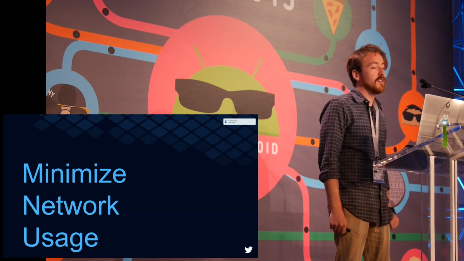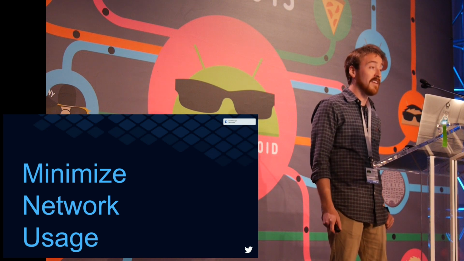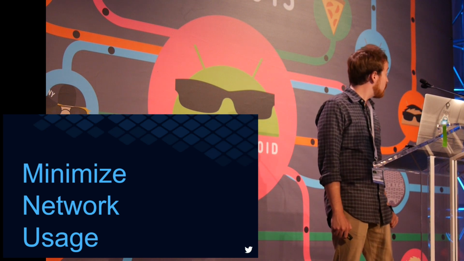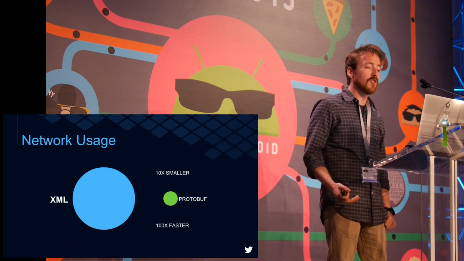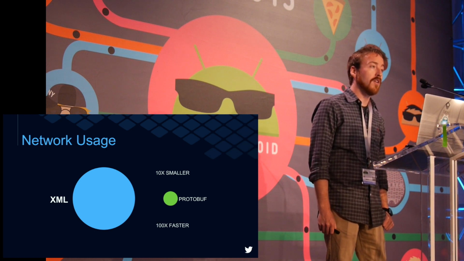Any network communication should be minimized as much as possible because of the impact on battery life, as well as for the data-conscious regions that I mentioned earlier. I mentioned earlier that Crashlytics uses protobuf. The reason for this is that they're exceptionally small.